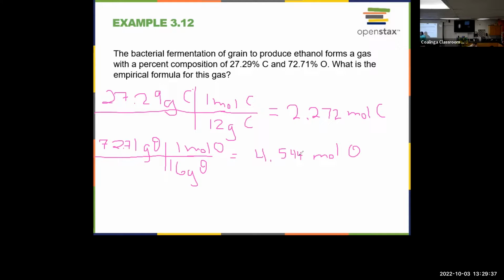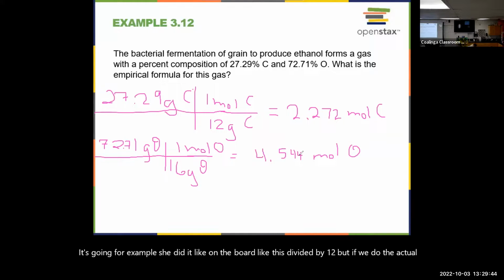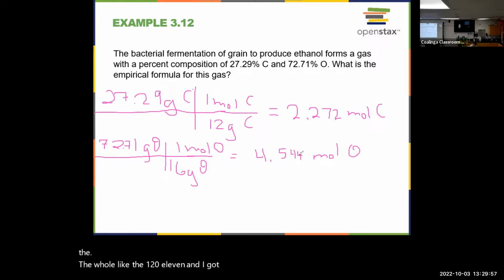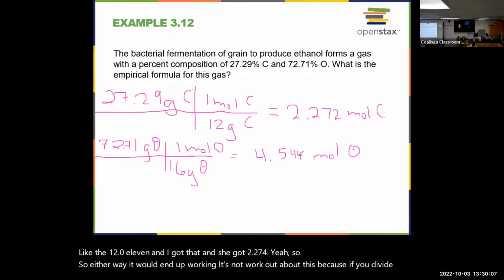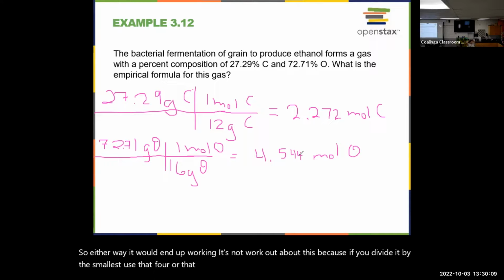Yep. So for example, she did it on the board just dividing by 12, but if you do the actual mass on the periodic table, it gives you more numbers. So if you use the round number... I used the whole 12.011 and I got that, and she got 2.274. Yeah. So either way, it's going to work out about the same. Because if you divide by the smallest, use that 4 or that 2, it's going to end up working about the same. Okay.